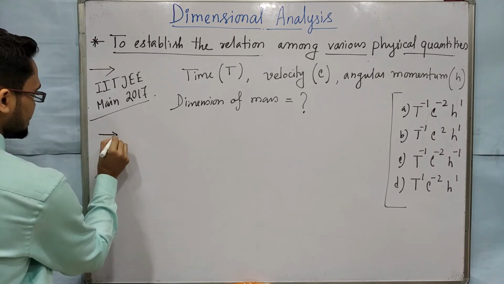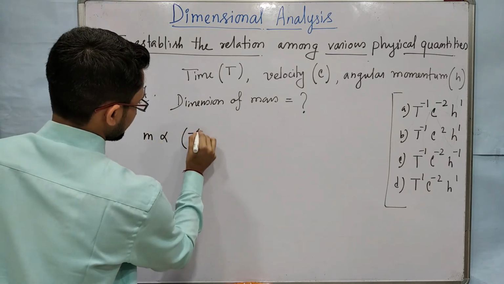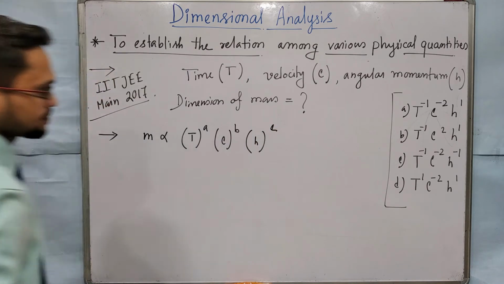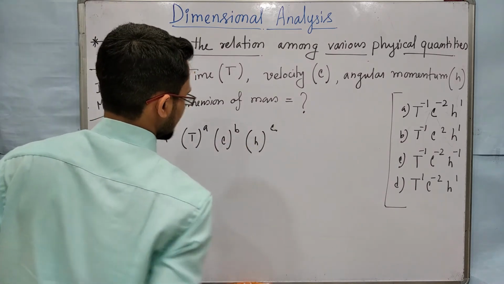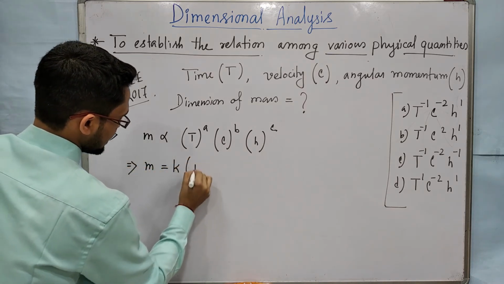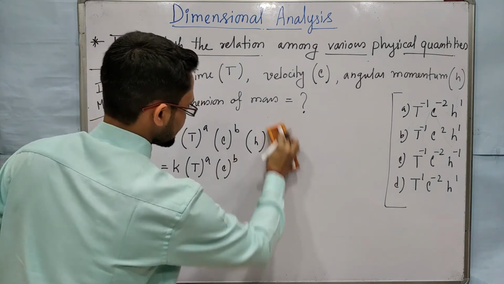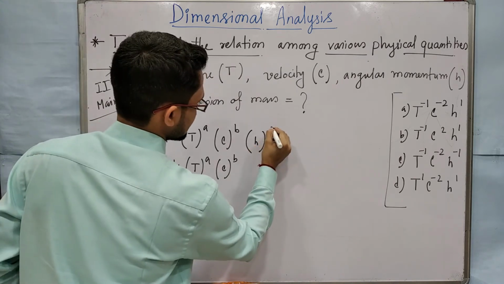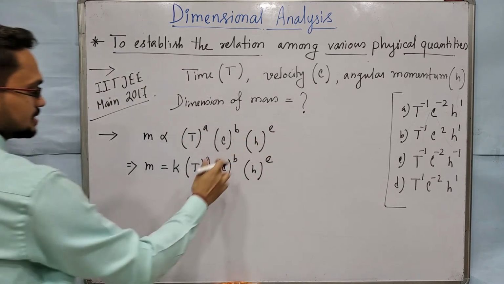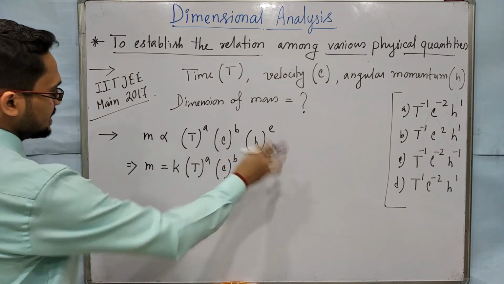First we will write small m is directly proportional to t to the power a, c to the power b, and h to the power c. Next, m equal to k, t to the power a, c to the power b. Do not take c, take it e, h to the power e. Otherwise this c will make confusion. Now we have to find the value of a, b and e.